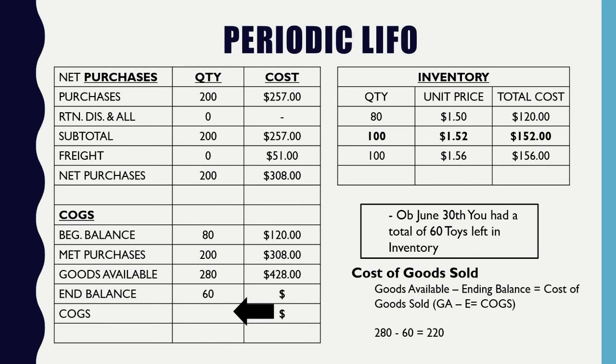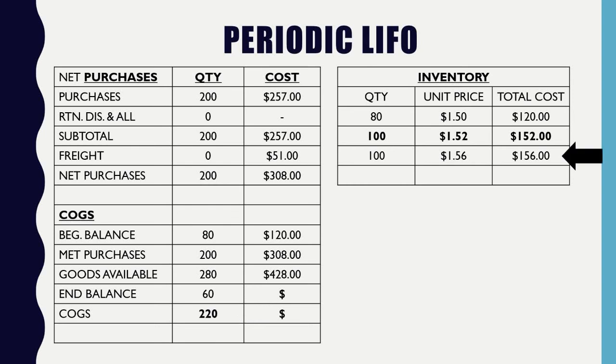Okay. Now we go ahead and continue to solve for our cost of goods sold once again, which we know that at the end of the 30th of June, we had 60 units remaining left in inventory. So in this case, we started out with 280. We're going to subtract the 60 to result in us selling a total of 220 toys. Okay? Now, let's take a look at what we have available. This is our goods available.